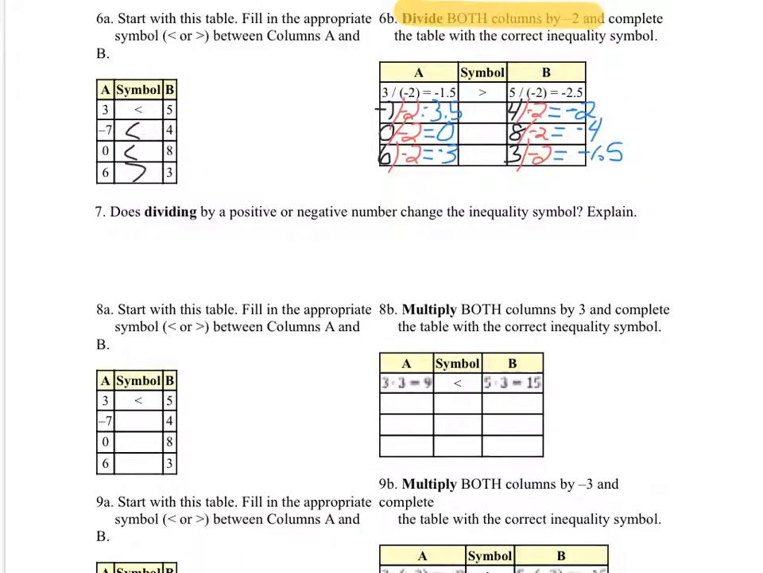3.5 and -2. 3.5 is greater. 0 and -4. 0 is greater. -3 and -1.5. -3 is smaller, less than -1.5. So let's compare our symbols.